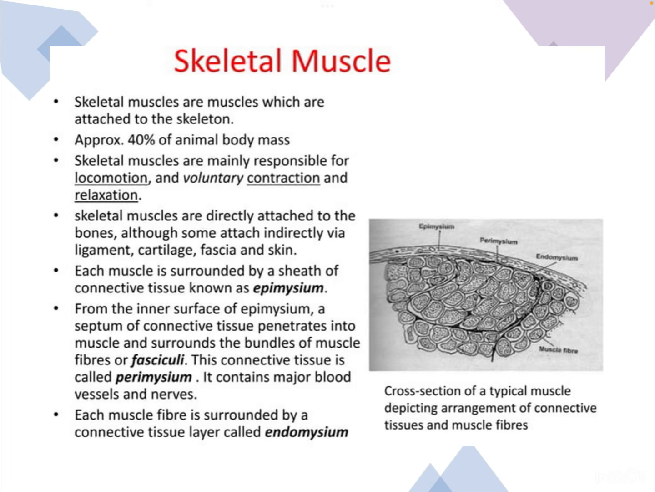Each muscle is surrounded by a sheet of connective tissue known as epimysium. From the inner surface of the epimysium, a septum or a wall of connective tissue penetrates into the muscle and surrounds the bundle of muscle fibers, or fasciculi. This connective tissue is known as perimysium. It contains major blood vessels and nerves. Each muscle fiber is surrounded by a connective tissue layer called endomysium.